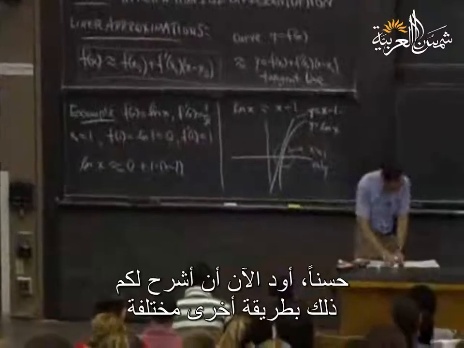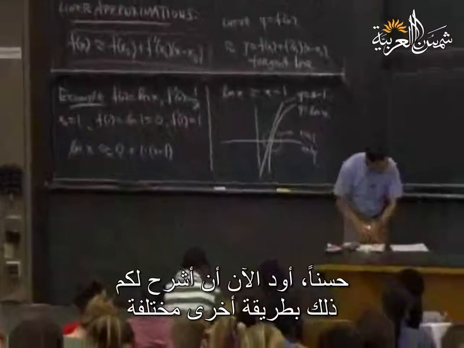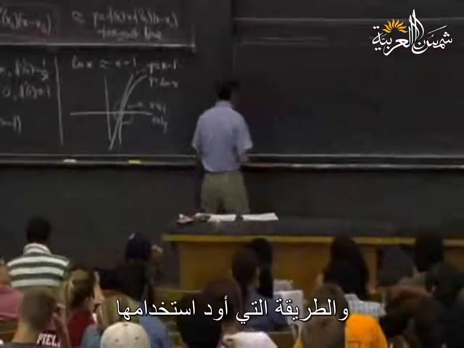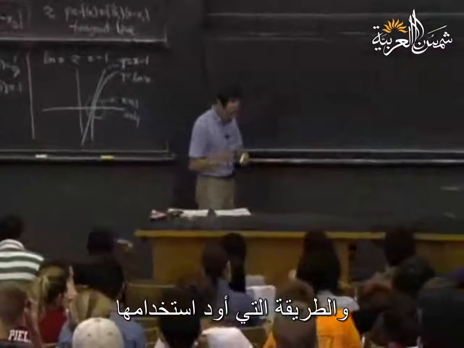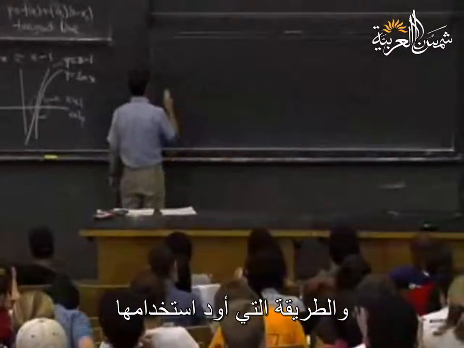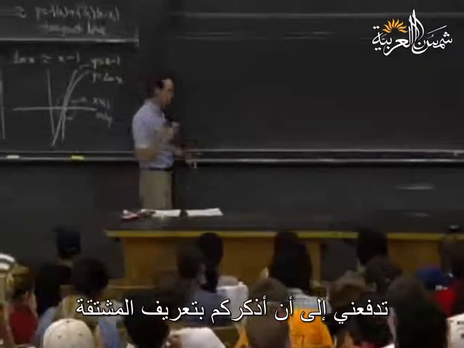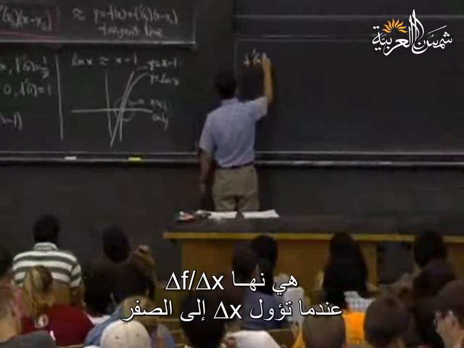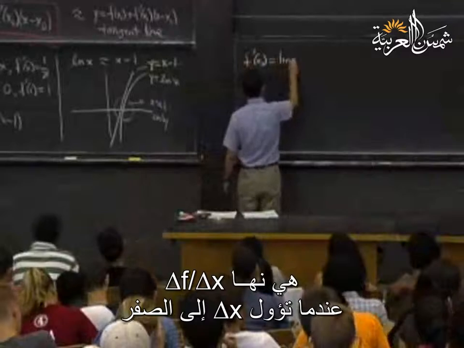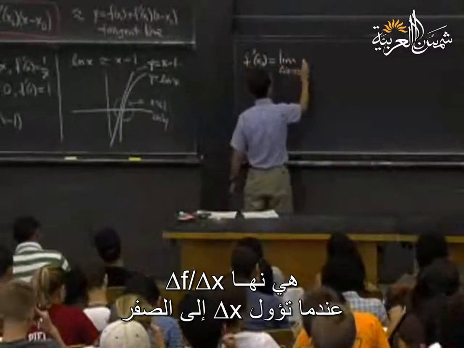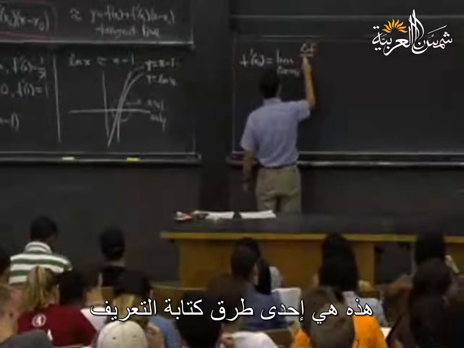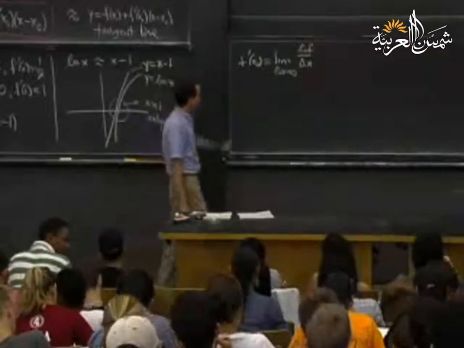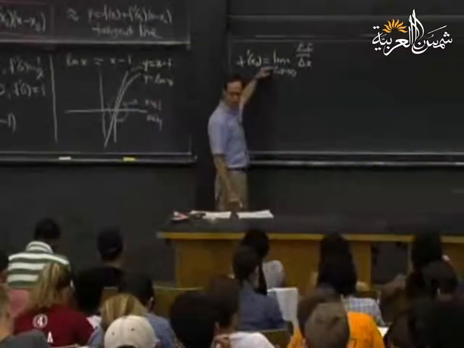All right, so I want to explain this in one more way, and then we want to discuss it systematically. So the second way that I want to describe this requires me to remind you what the definition of the derivative is. So the definition of a derivative is that it's the limit as delta x goes to 0 of delta f over delta x. That's one way of writing it. All right? And this is the way we defined it.